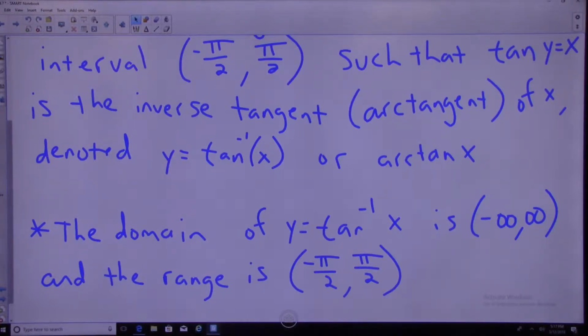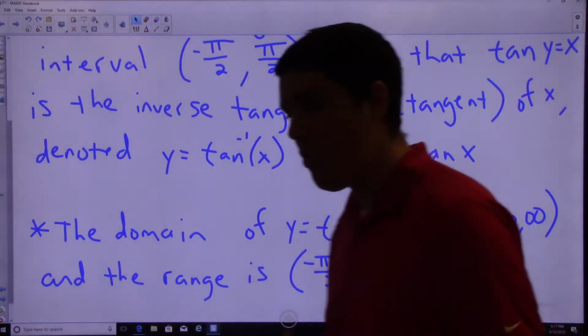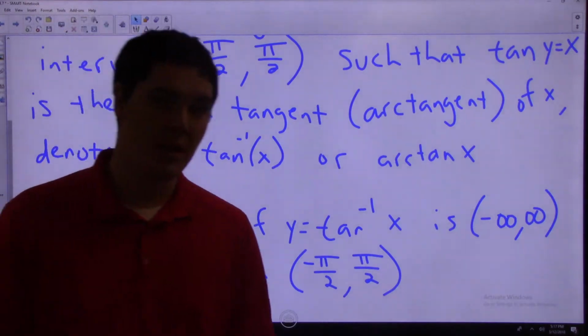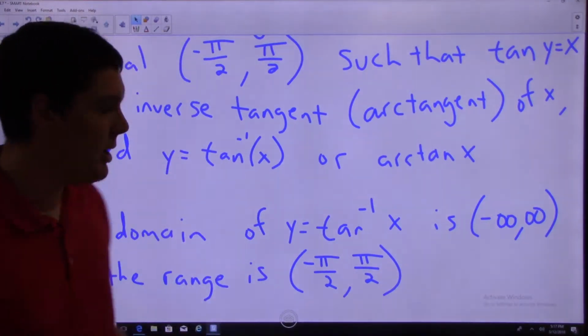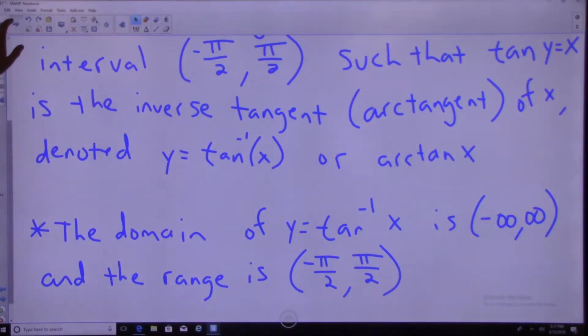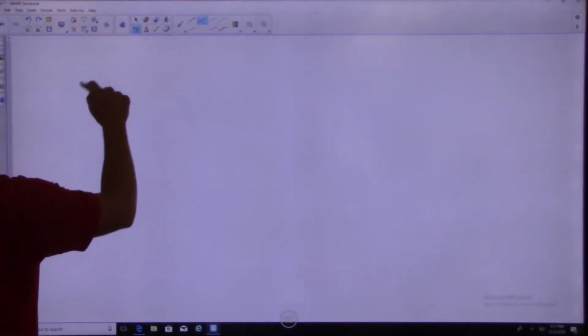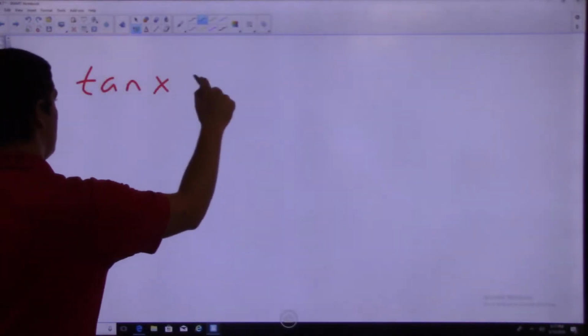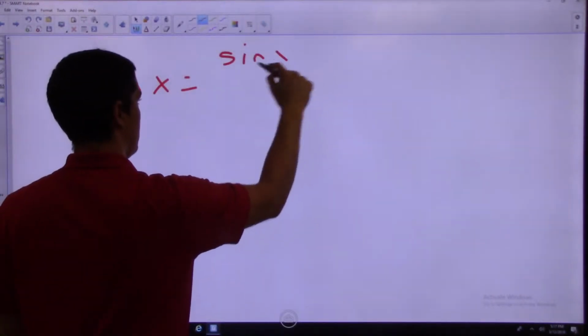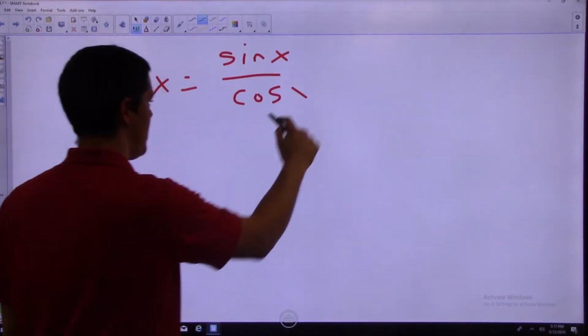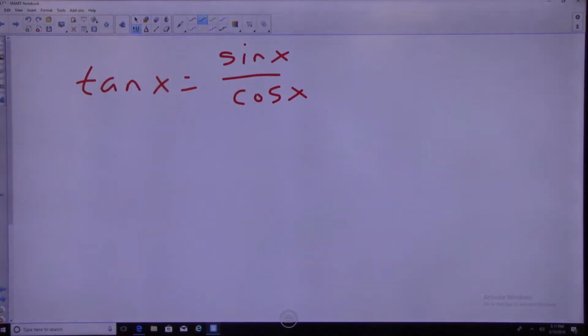So I'm just going to go through a couple examples. Now tangent's a little bit harder because you have to think of sine and cosine at the same time. Remember, this is just recall, tangent x is going to equal sine x over cosine x. So there's a couple things you've got to think about. What's the sine ratio and what's the cosine ratio?